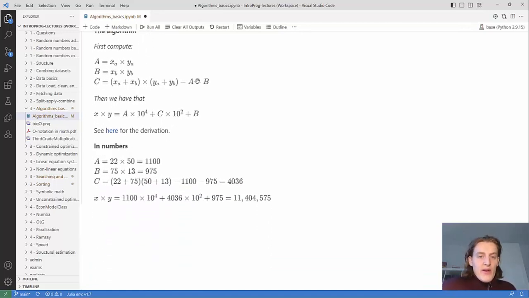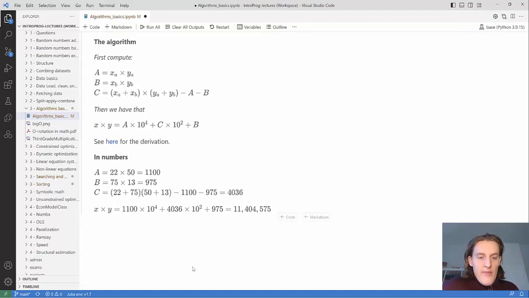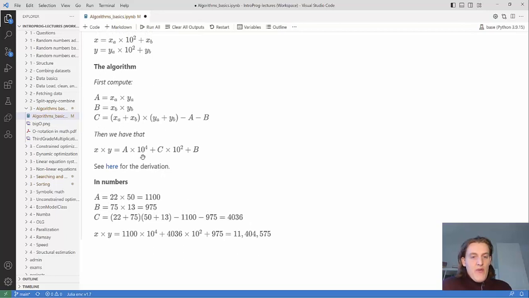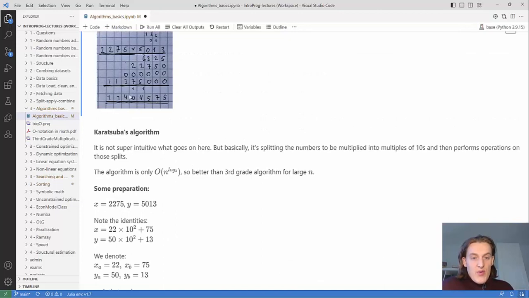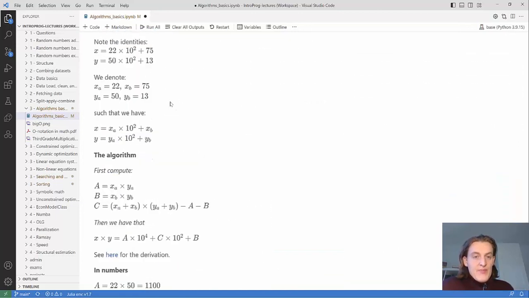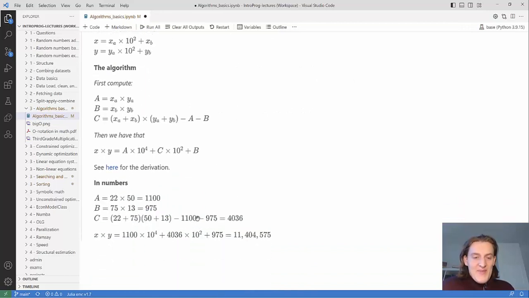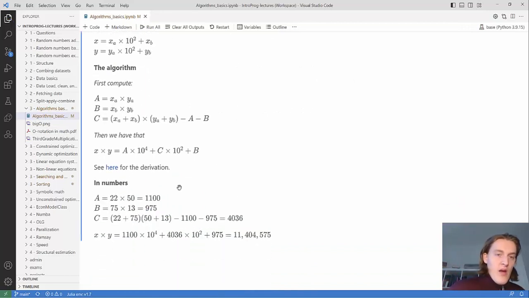At least when you already calculate capital A and B. And this is how it would look in actual numbers. So if you plug in xa, ya and xb, yb, you would get this, and this is the same as we got up here. So that's nice. Okay, cool.